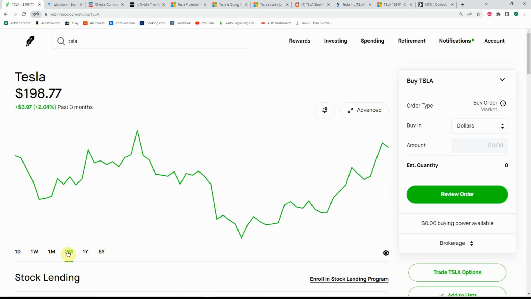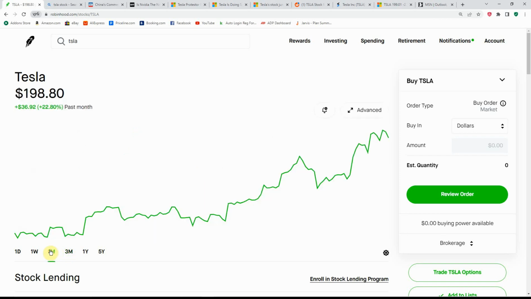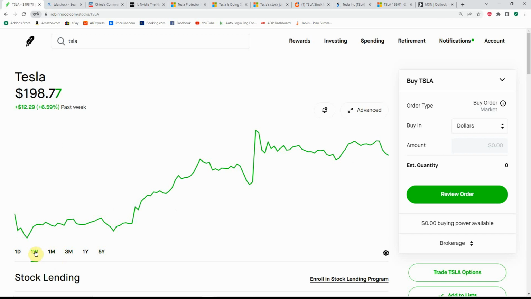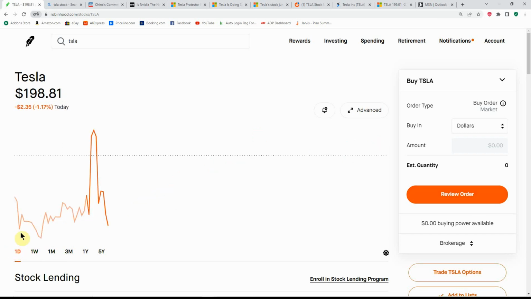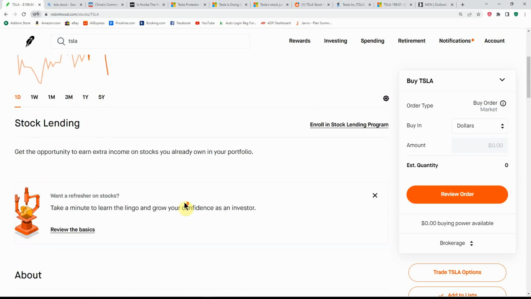It's actually in the green in the past 3 months. Not much, 2%. In the past month would have been the time to have bought in on this one, and then you'd have had a 22-23% return. 6.5% in the last week, and we'll see what it does here today. It kind of peaked, and I'm sure everybody was selling out, and then it goes back down.